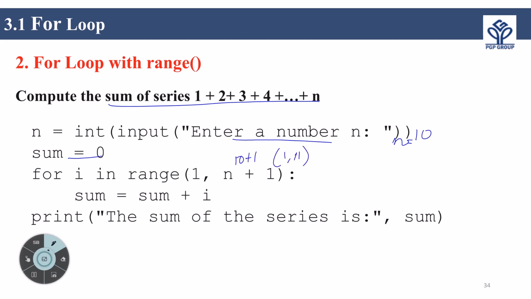So 1 comma 11, okay. After getting the value, sum is equal to, already the sum value is 0. Clear? So we assign this: 0 plus the i value. So i in the range is incremented, and this one is the i value. First we take i as 1, so the sum is 1. The sum of the series is 1. Clear? And then next we get the number 2, and i is incremented, correct?